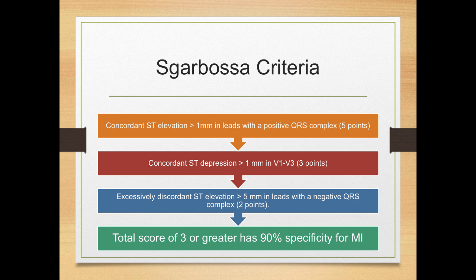If you have this, you've got an MI. Bam, there you go. So concordant ST elevation greater than 1 millimeter in leads with a positive QRS complex.